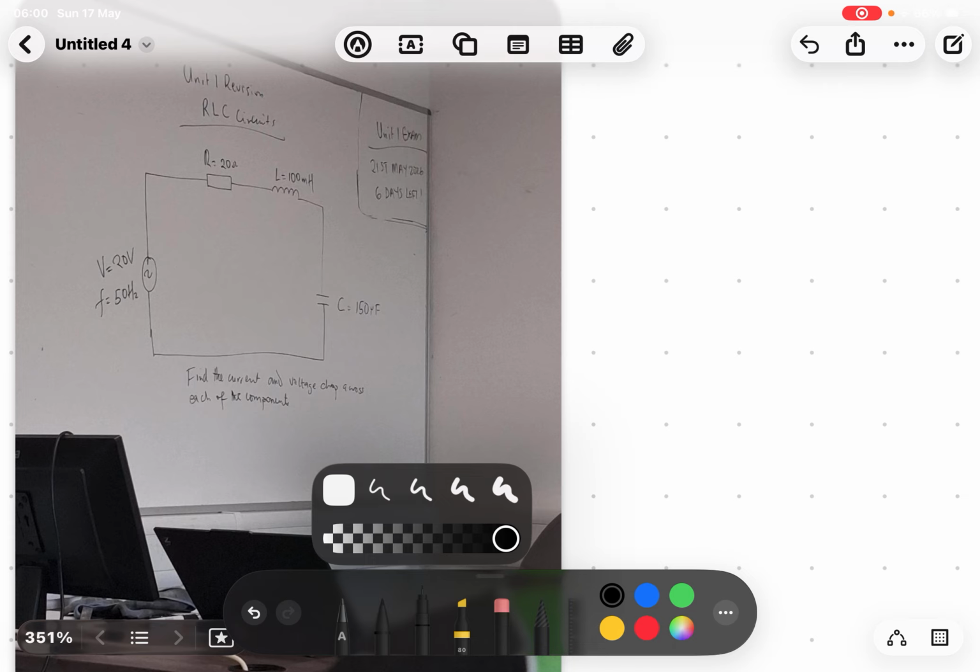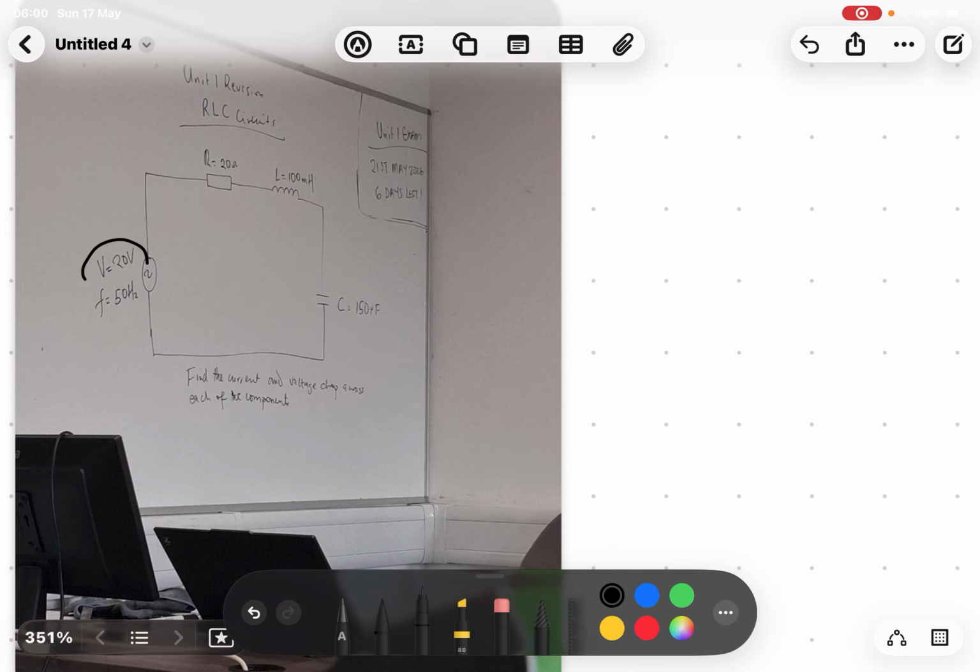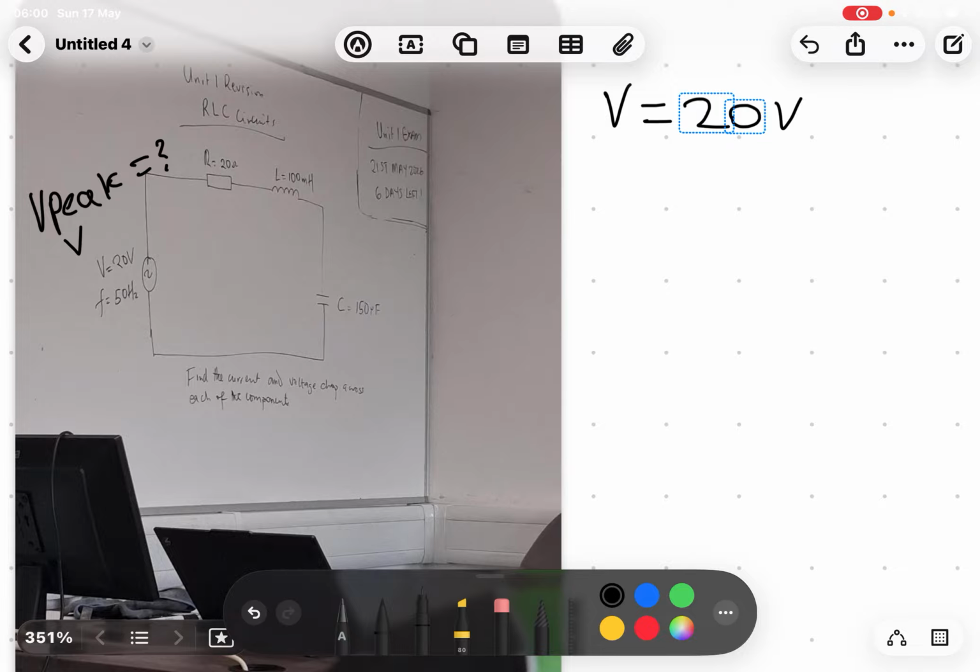First of all, let's write down what we actually have. So we have the voltage. What you have to remember is that when the voltage is like this, it's the actual voltage. However, if the voltage was like V peak equals something, or VP equals something, then you divide that number by square root of 2, and that's the actual voltage that you have to use. So yeah, remember that.